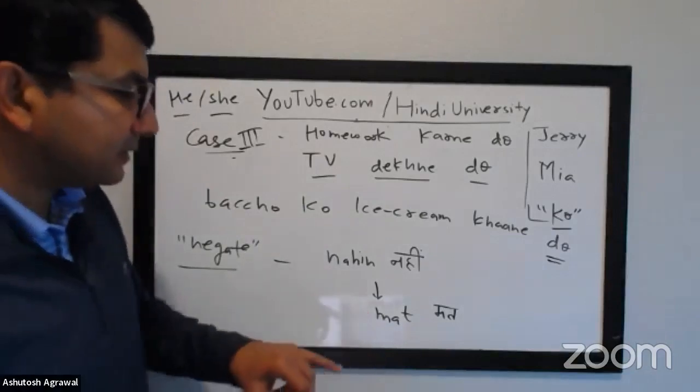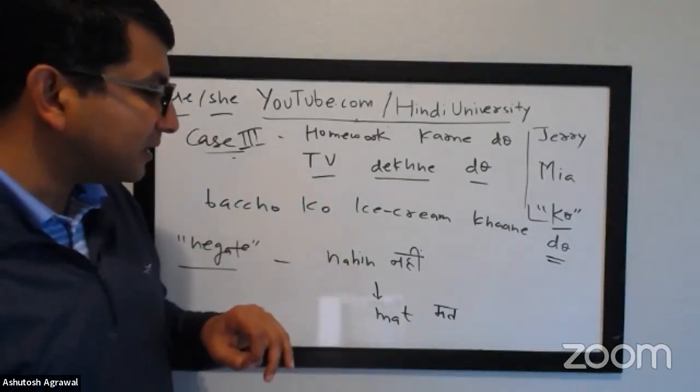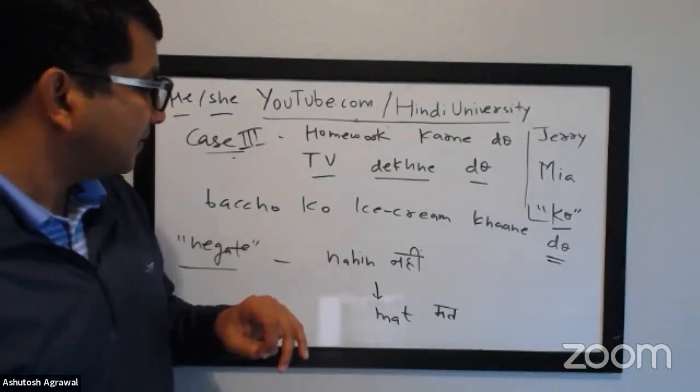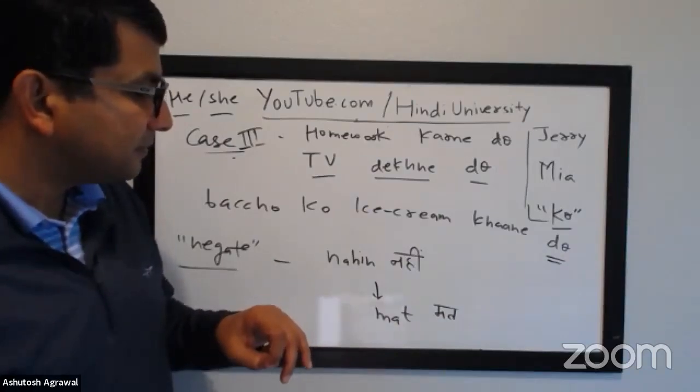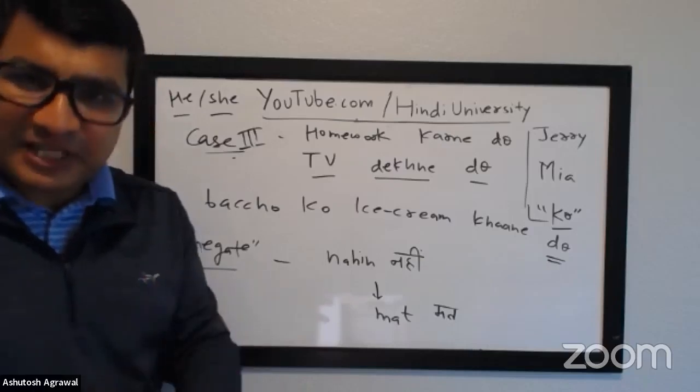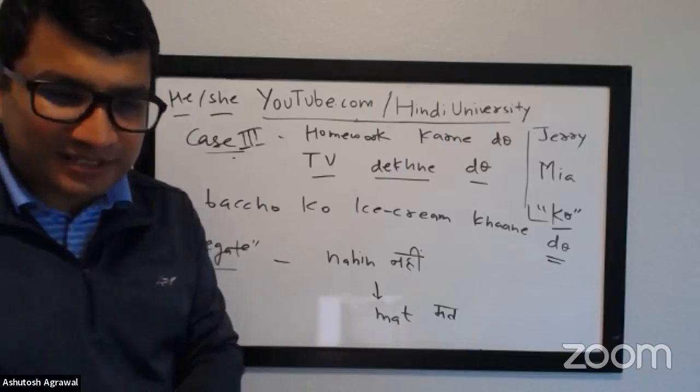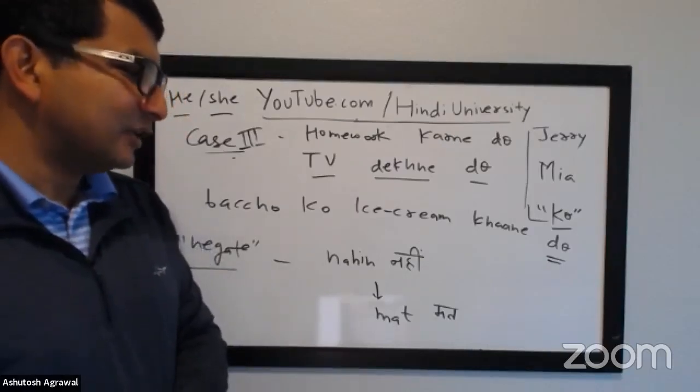You use मत. Yes. And your sentence will become: बच्चों को ice cream मत खाने दो or खाने मत दो? Either way is fine. You can say बच्चों को ice cream मत खाने दो.